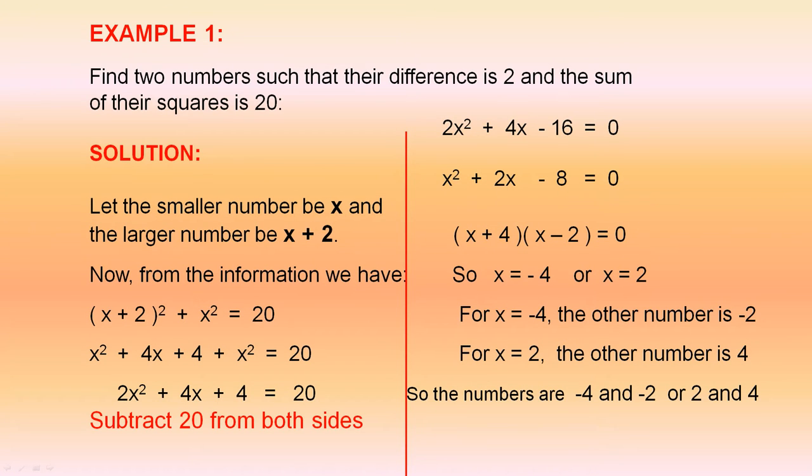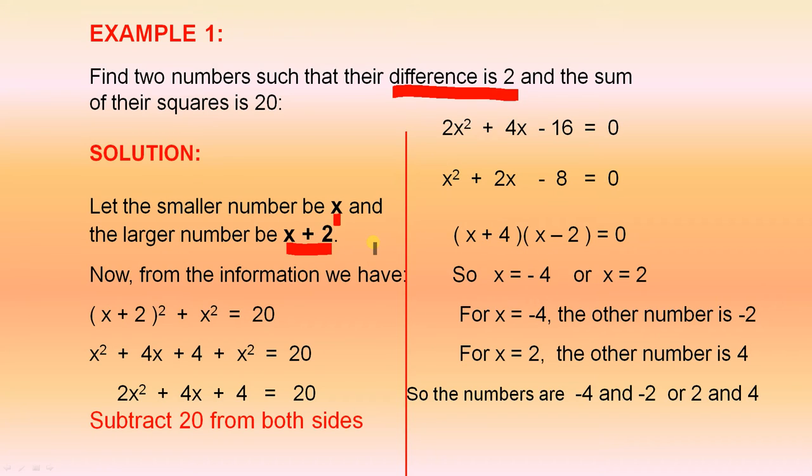Example 1. Find two numbers such that their difference is 2 and the sum of their squares is 20. Here's the solution. Let the smaller number be x and the larger number be x plus 2. And the reason we know that is that their difference is 2. So if the small number is x, then the large number is 2 more, which is x plus 2.